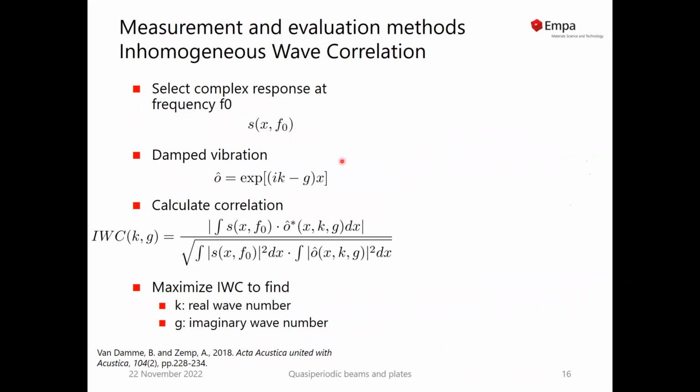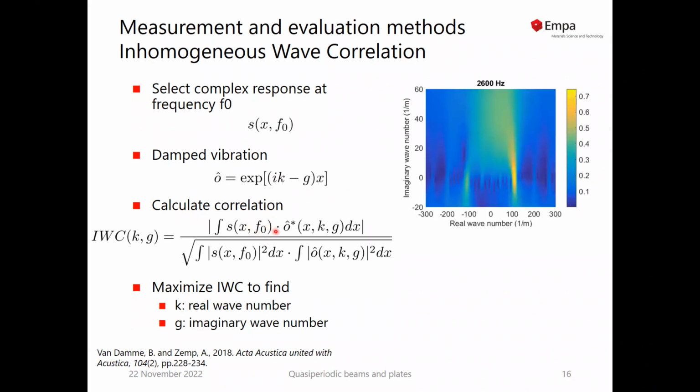certain frequency f0, and you compare it to a theoretical damped propagating wave given by this formula. And then by calculating the correlation, we try to find the maximum of this correlation function to see where the wave number is located. The nice thing is, in this case, we can optimize not only for the real part, but also for the imaginary part of the wave number.